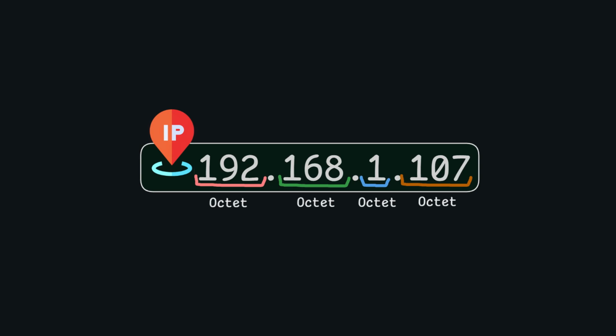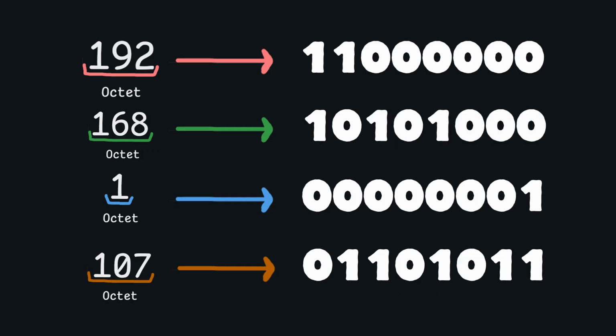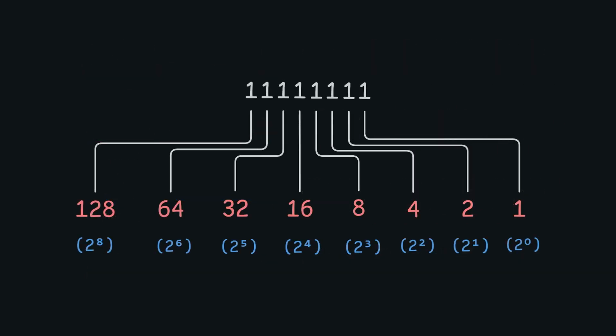Computers don't actually get the decimal numbers we use. All they know is ones and zeros, on and off. So behind the scenes, every IP address is processed strictly in binary. Each octet is just a group of 8 bits, with values going from 128 down to 1. If a bit is 1, we count that value. If it's 0, we just pass.